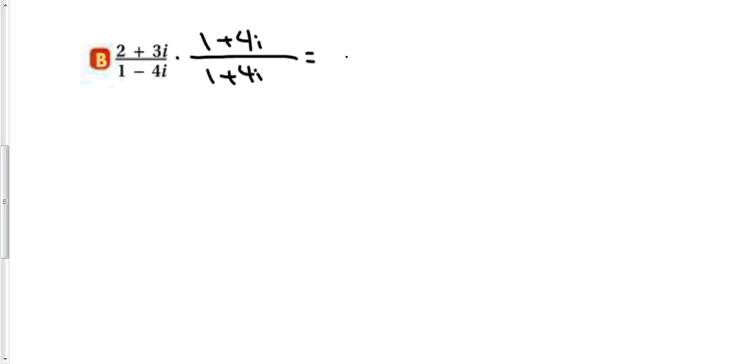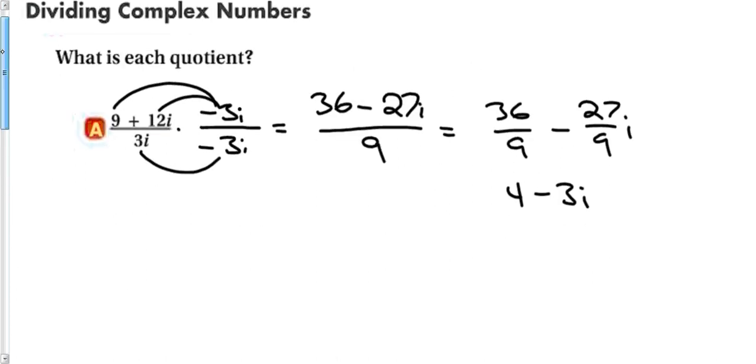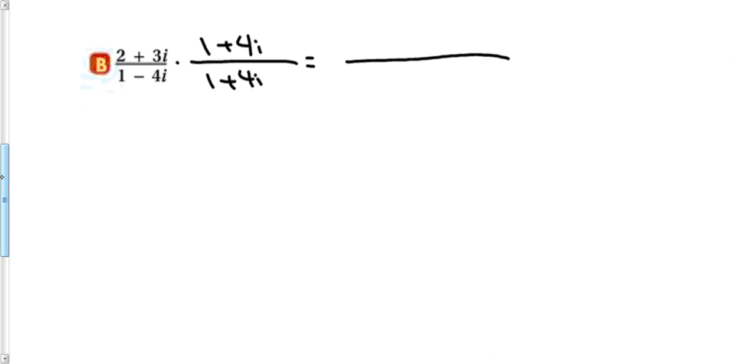Okay. Let's do the denominator first. Let me use my shortcut: when I multiply these two things together, I'm going to get two conjugates together, so I'm going to get a squared plus b squared. You could FOIL this whole thing out, but I just know that it's going to be 1 squared plus 4 squared, which is 16. So the denominator is going to be 17.